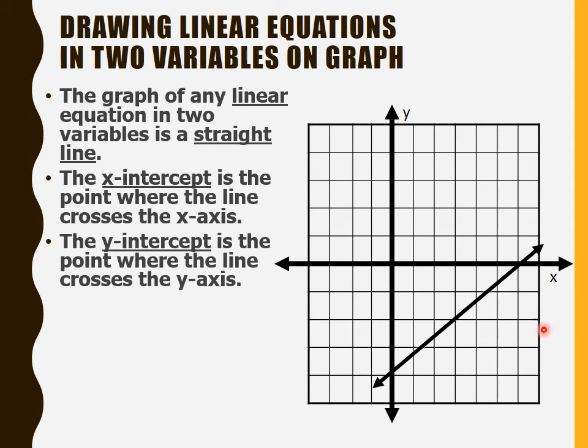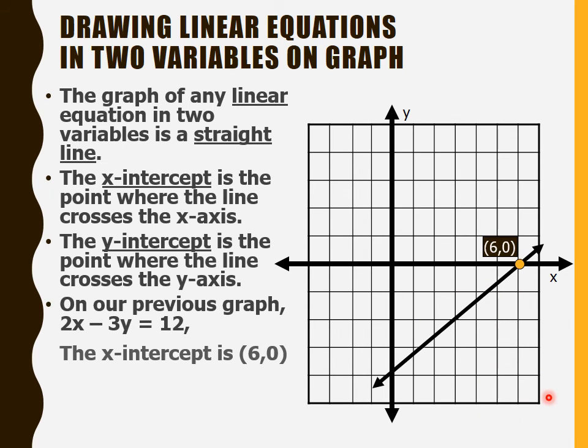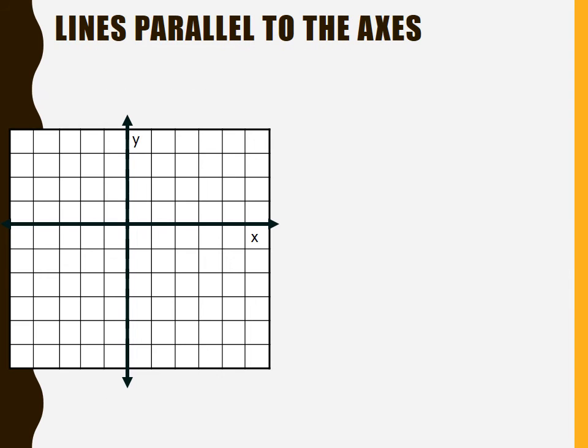Similarly, the y-intercept is the point where the line crosses the y-axis. So this line intersects the y-axis at this point. So this point is known as the y-intercept, and this point is known as the x-intercept. On our previous graph, 2x minus 3y equals 12, 6, 0 was the x-intercept and 0, minus 4 was the y-intercept.